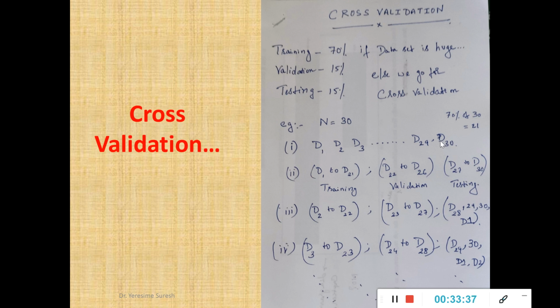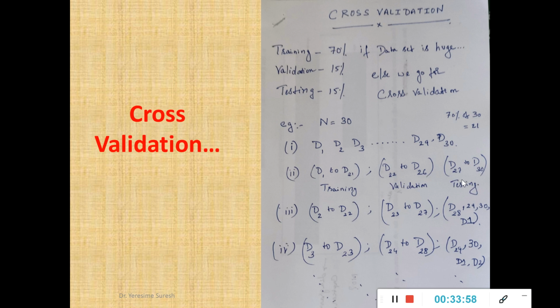Now this is the initial step. What will I do? In the first instance I am supposed to split this into training, validation and testing. So starting from record D1 to D21 I will select for training, 22 to 26 I will use for validation, and 27 to 30 I will use for testing. This is in the first iteration.